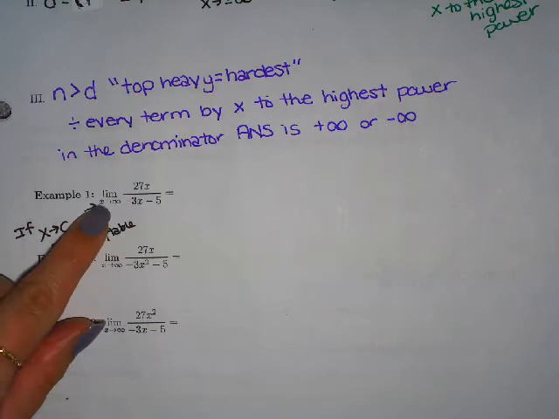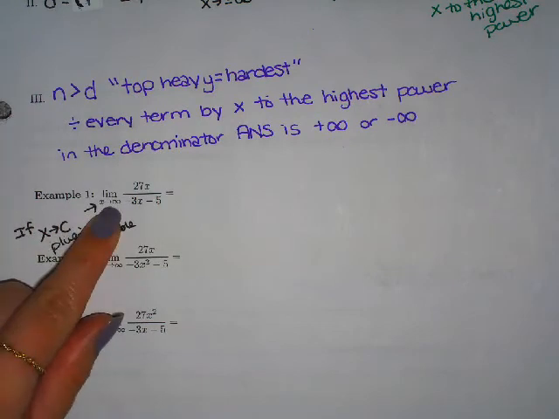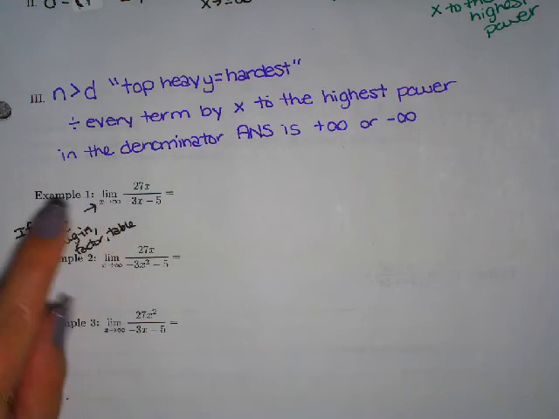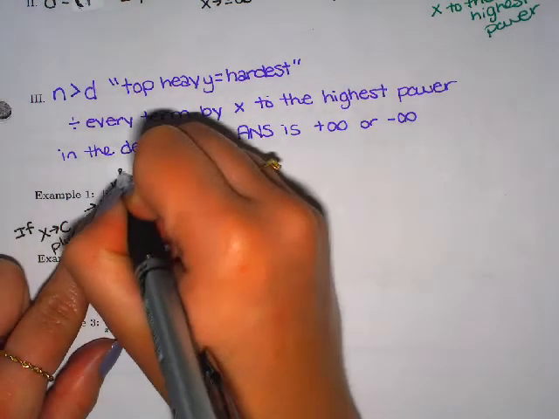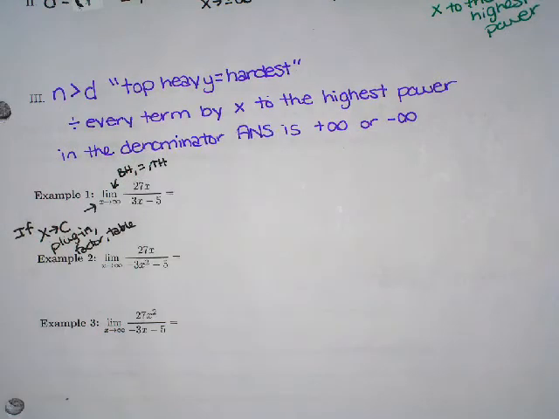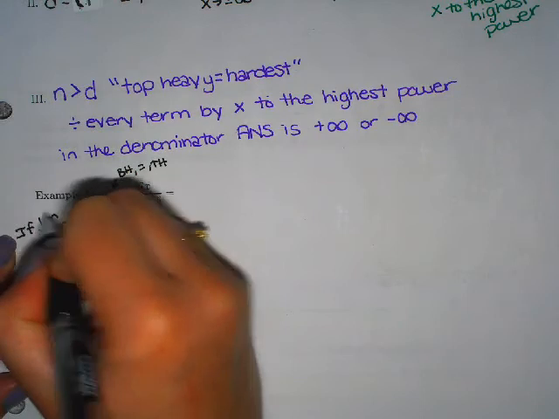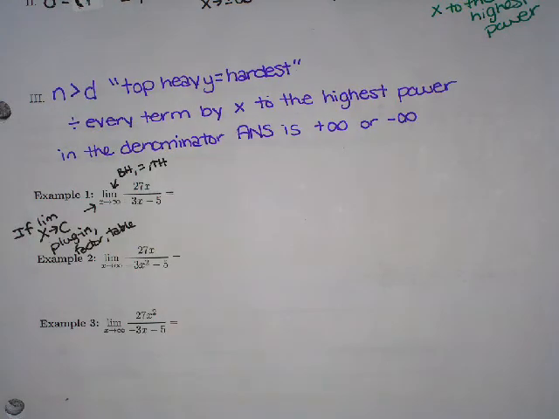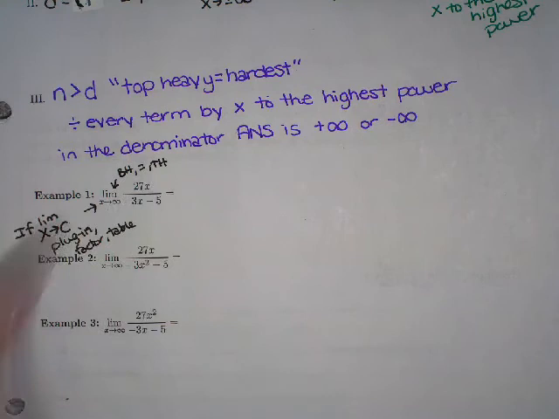But because it's x going to infinity, we get to think bottom heavy, equal, or top heavy. Two completely different methods. If it's the limit as x goes to c, that's a hard one: plug in, factor, table. And then x going to infinity, those are a little bit nicer: bottom heavy, equal, or top heavy.